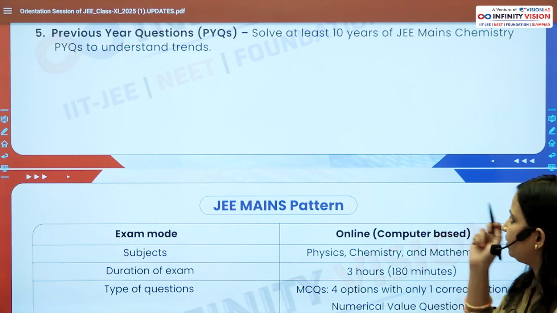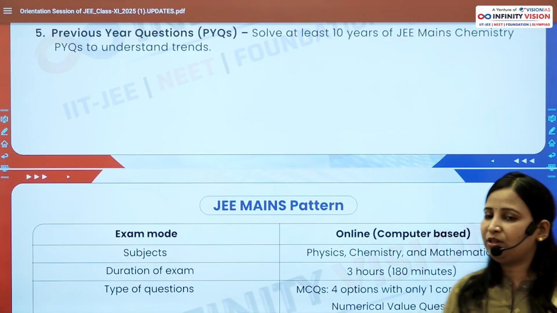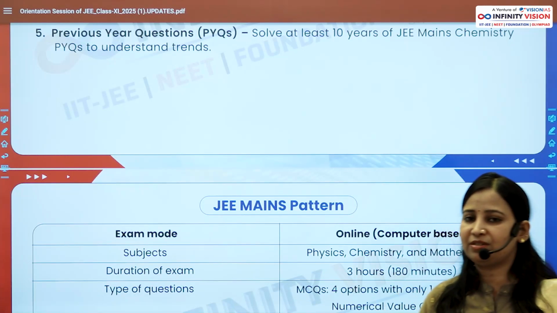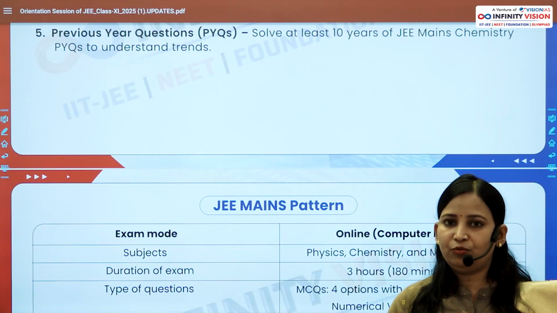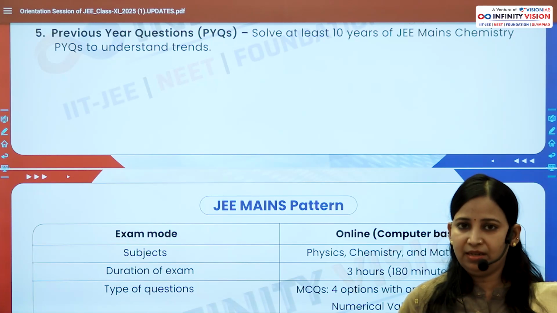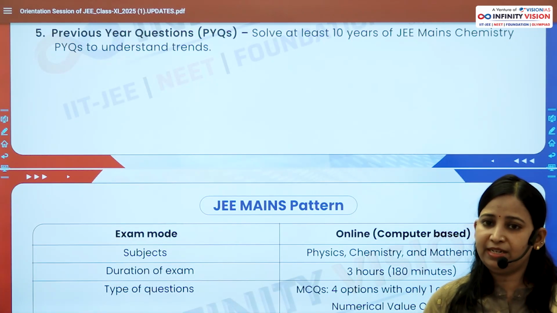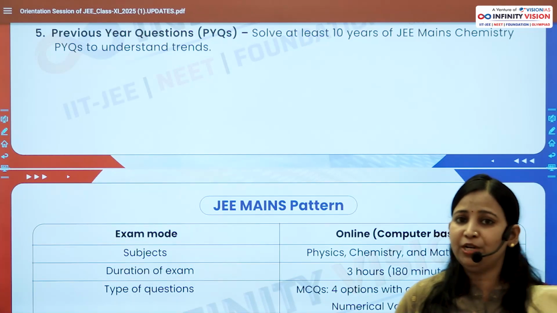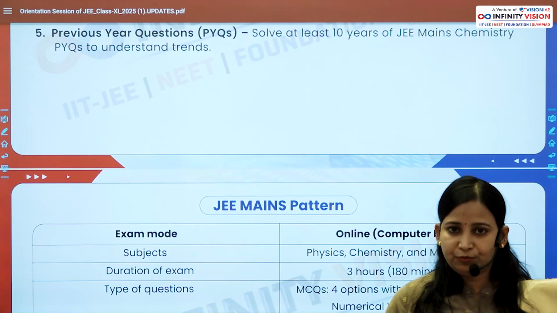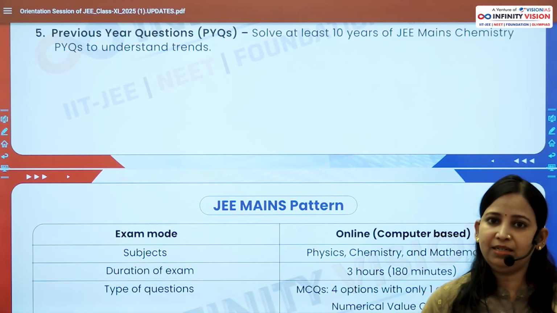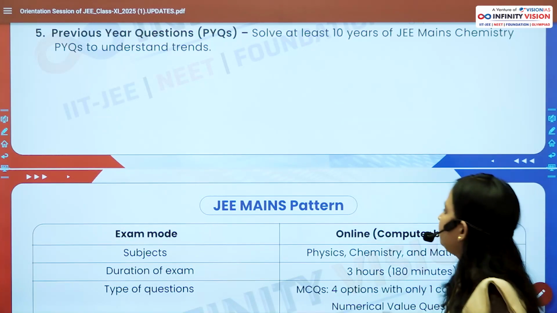Also, previous year questions: you have to solve the last 10 years of previous year questions, because you get an idea of what kind of questions are asked in the JEE Mains exam or in your CBSE exams also. At least you must be familiar with the type of question so that it will be easier for you to prepare and make a strategy.